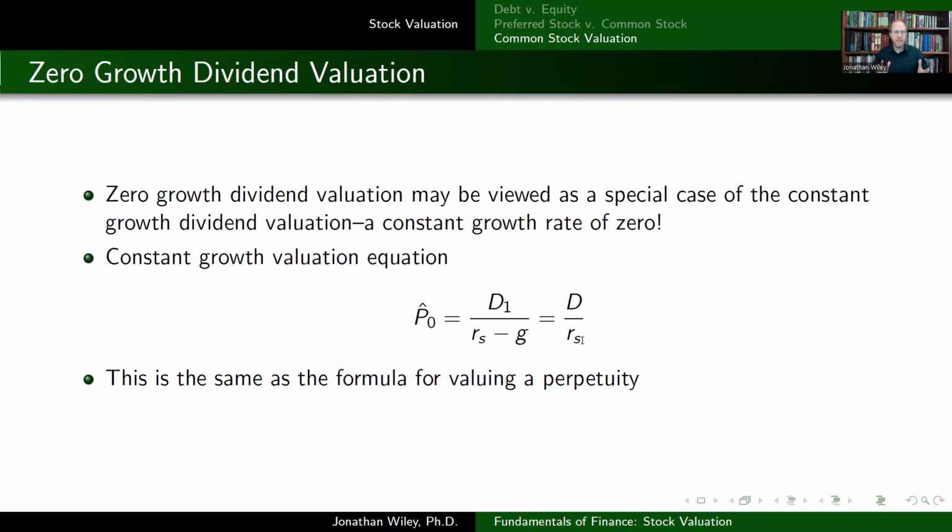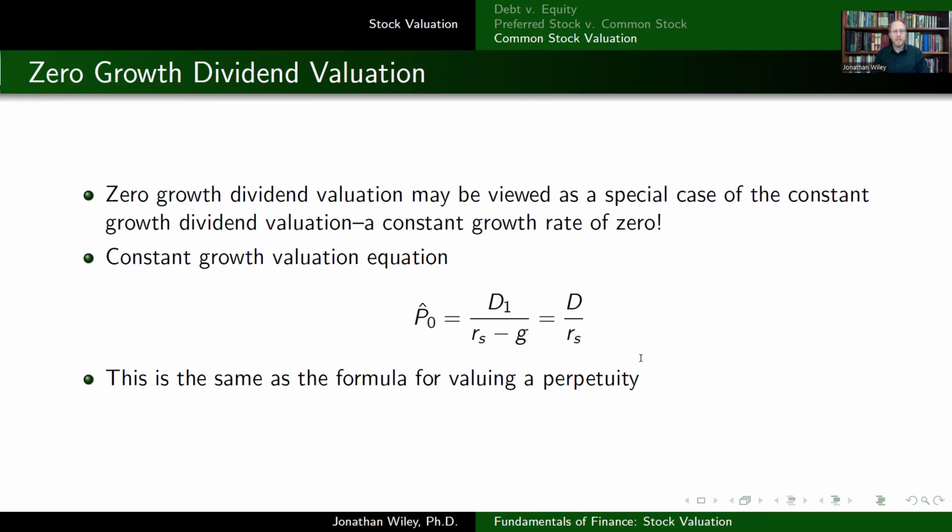Now, if you take a step back and look at that, what you should see is that it looks an awful lot like a perpetuity. To find the value of a perpetuity, you take the payment divided by the rate. In this case, instead of calling it a payment, I'm calling it a dividend. And instead of calling it an interest rate, I'm calling it a required rate of return. But ultimately, we're doing the same calculation here.